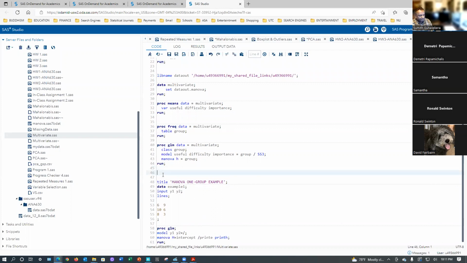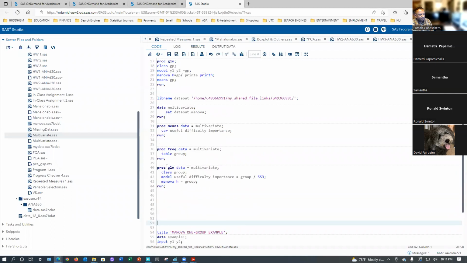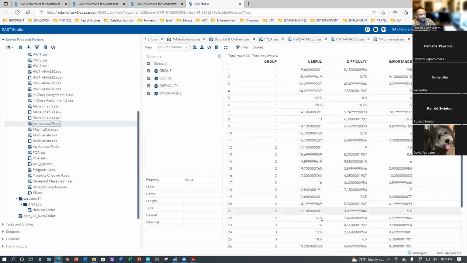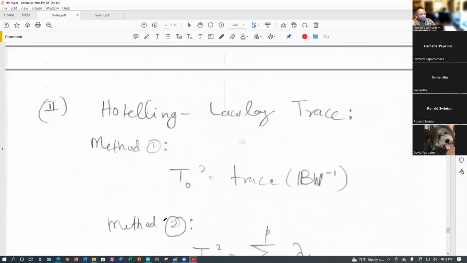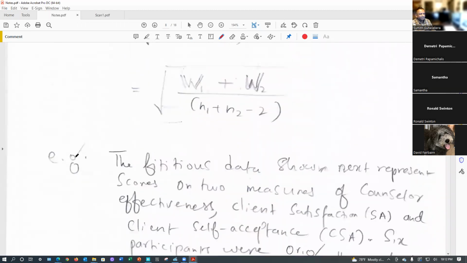Let's look at another example over here. I got this data, and I can make that data available for you. The multivariate, MANOVA. This is related to the example we saw in the very beginning.